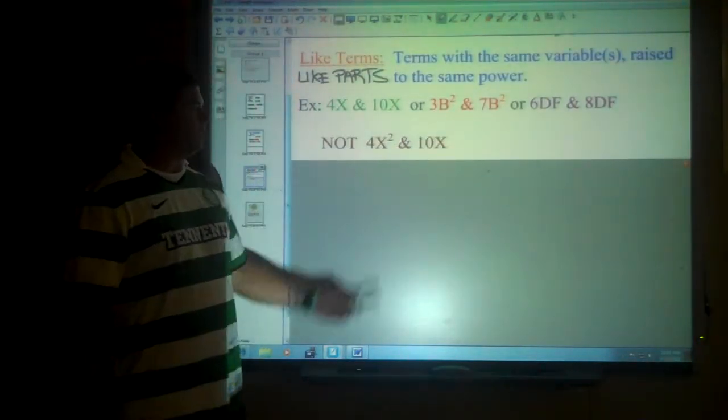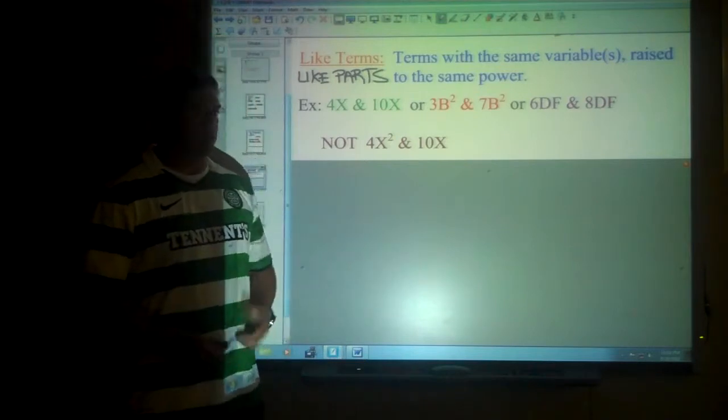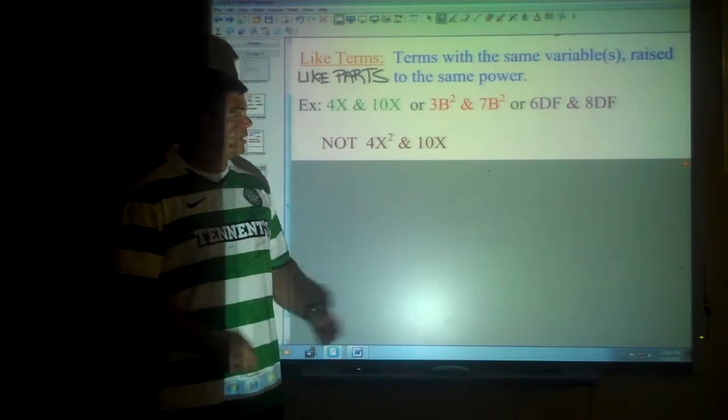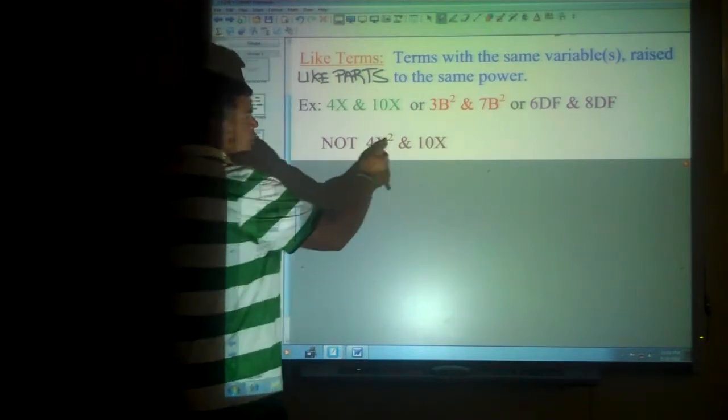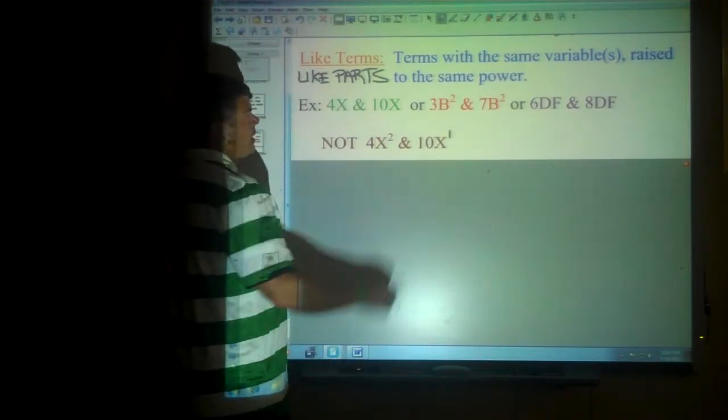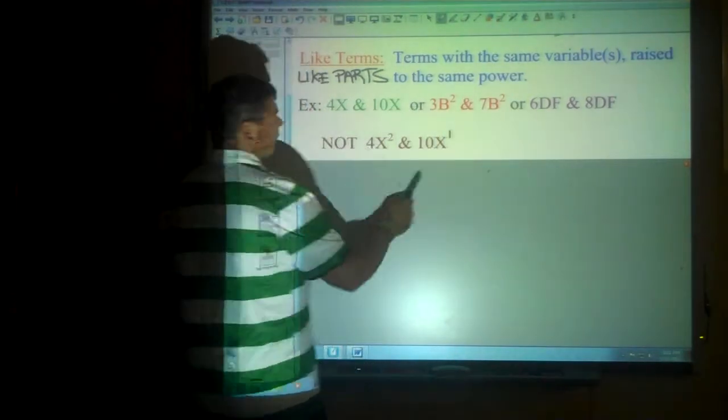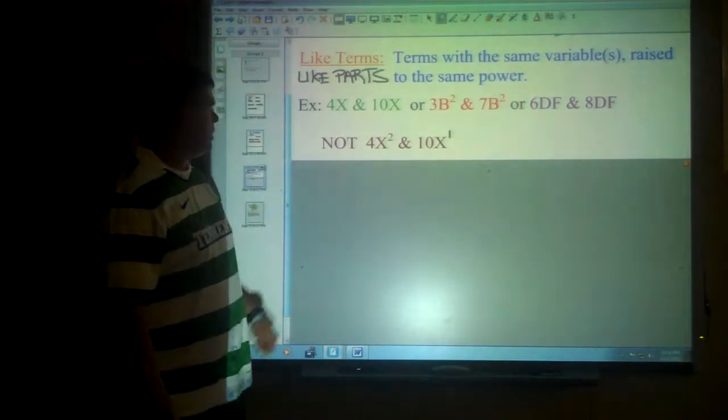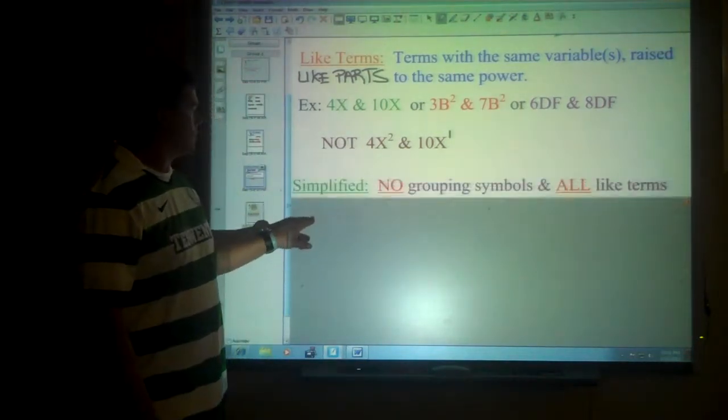Here's an example of one that is not. Now you might say, but they both have x's. True, they both have x's. But this one has a power of 2, and this has a power of 1. That means they are not raised to the same power. Those would not be like terms or like parts.